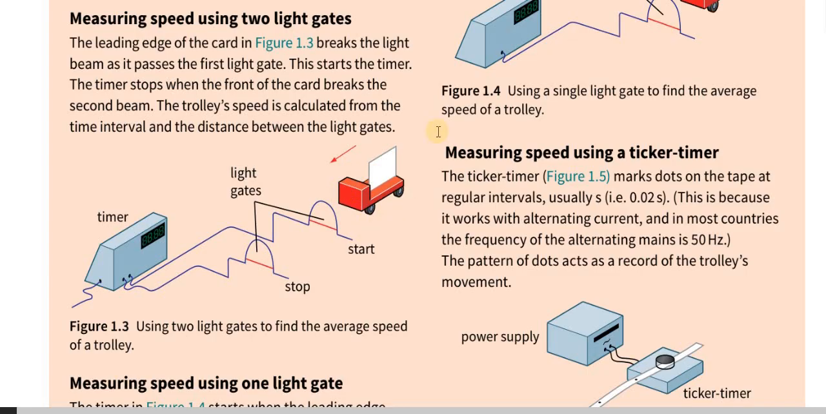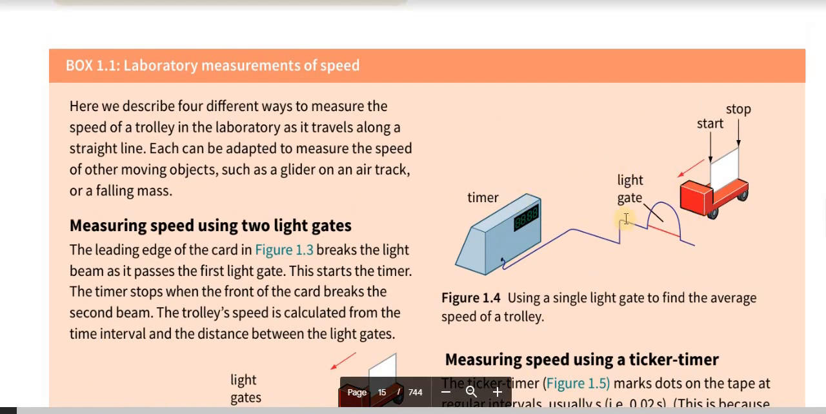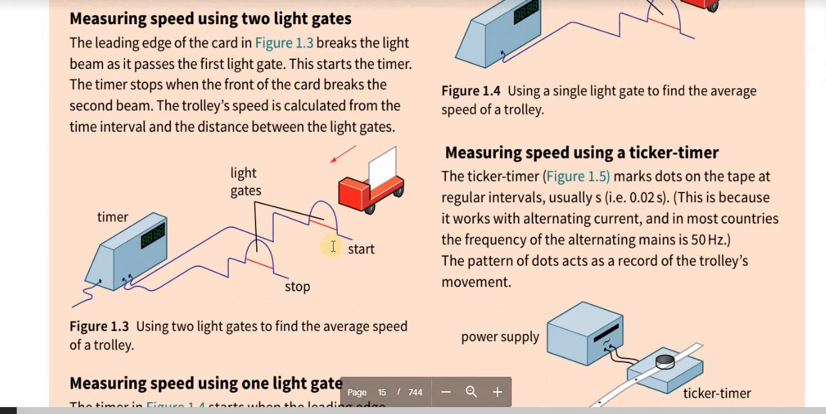Over here, sorry, that is actually what is happening here. But over here, when it blocks the light, it starts the timer, and then again when it blocks the light here, it stops the timer. So actually it's timing the time to go from here to here. You can measure this distance from here to here. Distance divided by time will give you the speed.